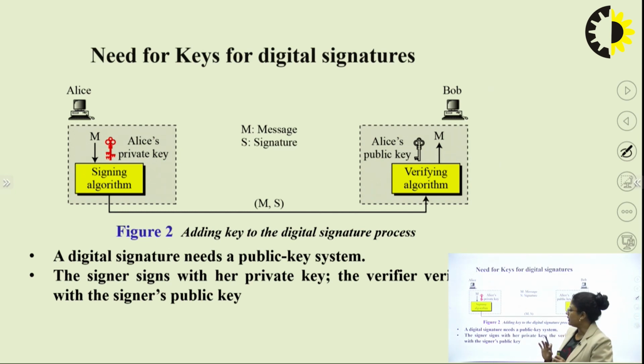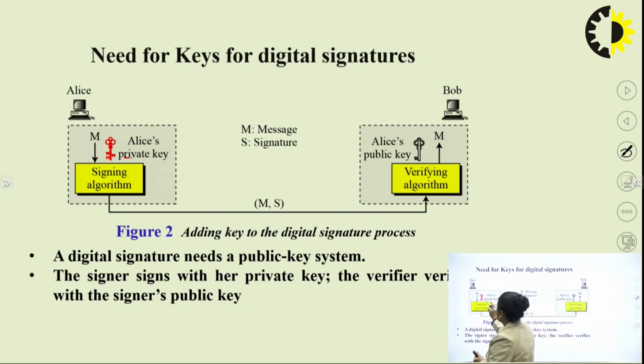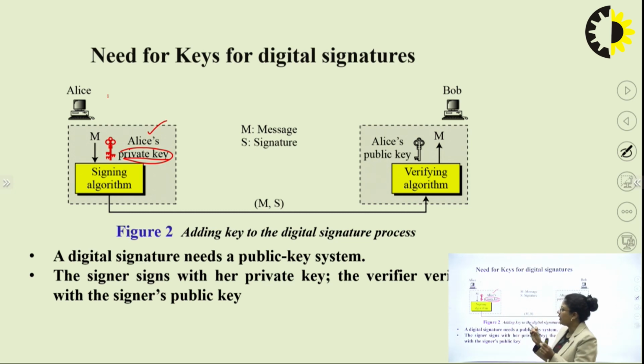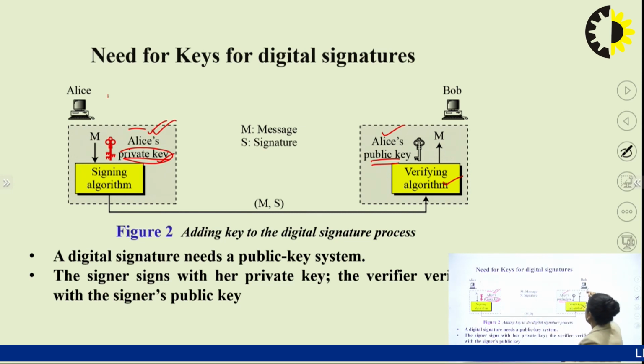Here we are not talking about confidentiality, we are talking about authentication. In the case of a signing algorithm, the key that is used is the private key of Alice for signing. If you remember, when you're using a pair, for example the private key of Alice for signing, then in the verification we'll be using the public key of the same entity. If it is Alice's private key, then we use the public key of Alice only. We cannot use Alice's private key and Bob's public key. We should use the keys from the same component.